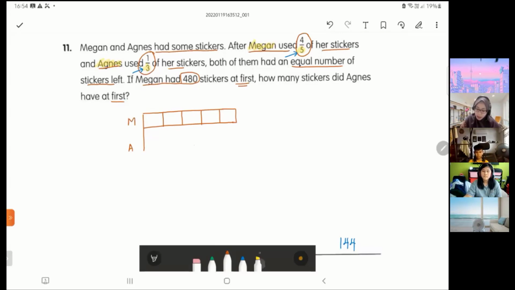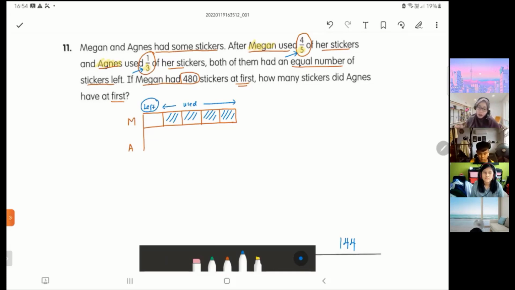So which means Megan used 4/5. If I shade whatever Megan used, we do this first. Megan 1, 2, 3, 4. This is what she used, right? So my leftover is this part, right? This is my leftover, correct? Which is this one part.